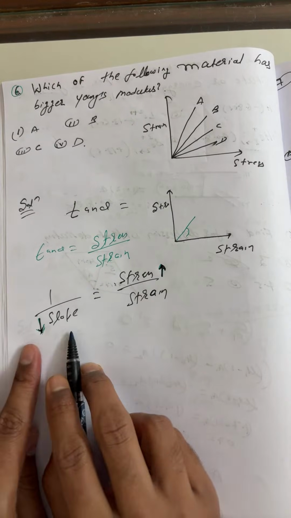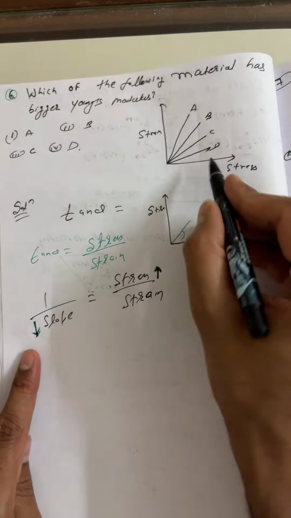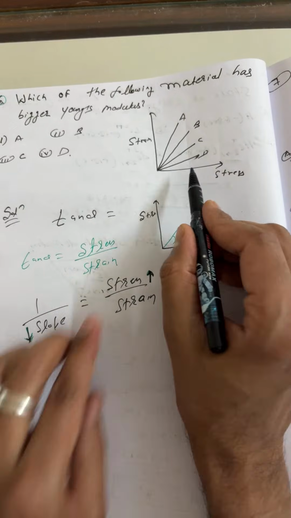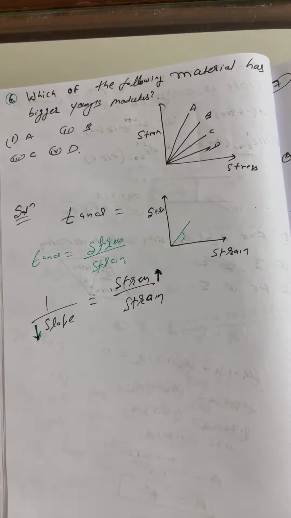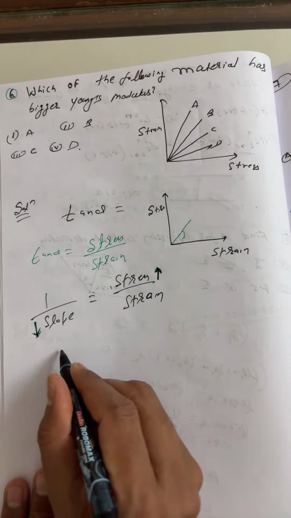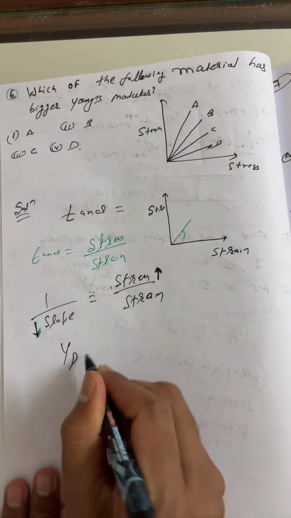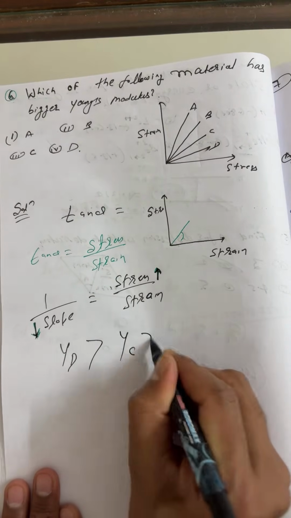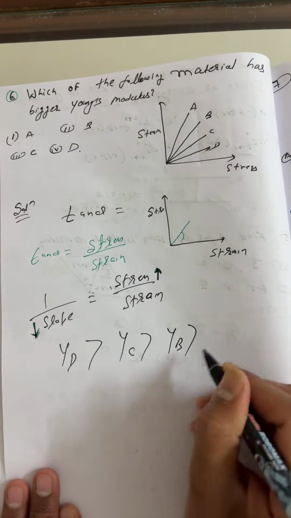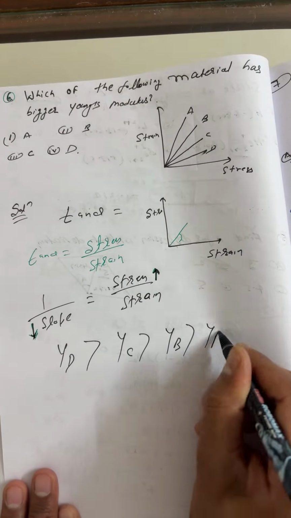Then which body? You can see from here, the slope is less over here, and the modulus is more for D. Young's modulus is more for D. Then Young's modulus for C, then Young's modulus for B, then Young's modulus of A.